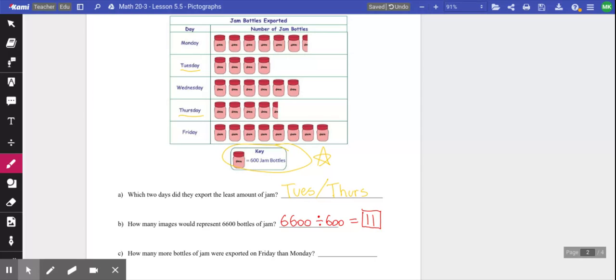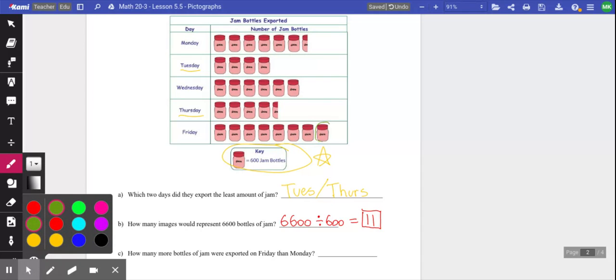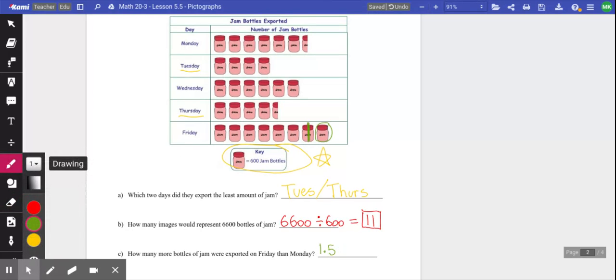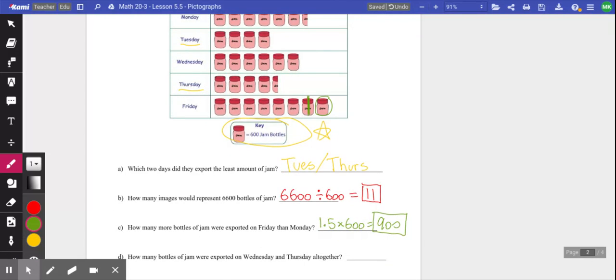C, how many more bottles of jam were exported on Friday than Monday? Well, if we look, Friday had 1.5 more jars. Each jar is 600, so we would do 1.5 times 600, which is 900. So it's 900 jam bottles more on Friday than Monday.